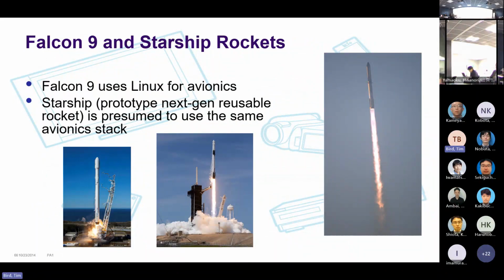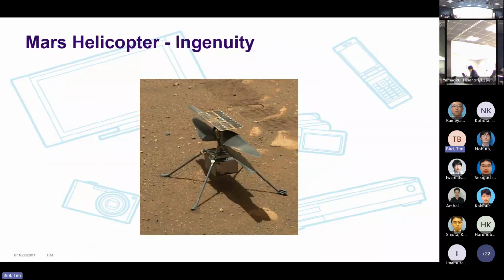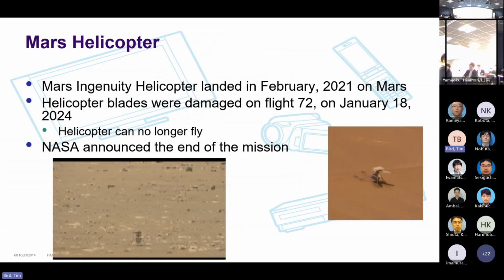So Falcon 9 and Starship both use Linux. And then the Mars helicopter, this uses Linux. Or unfortunately, I have to use the past tense. It used Linux because as of Flight 72 in January, the helicopter broke its blades on one of its landings and it can no longer fly. So NASA announced the end of this mission.